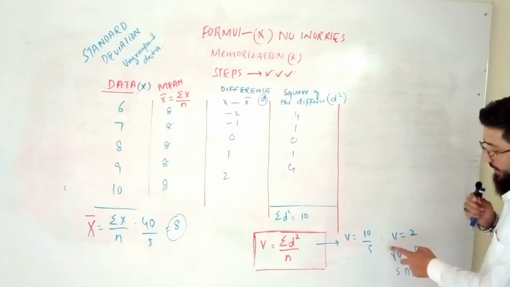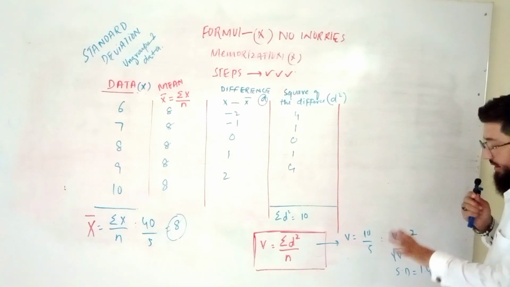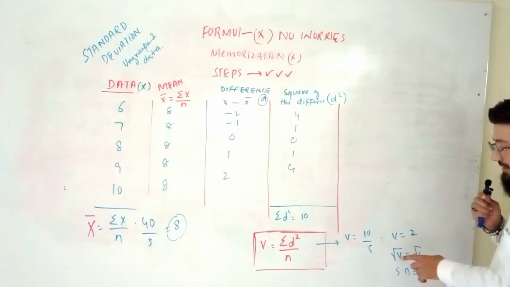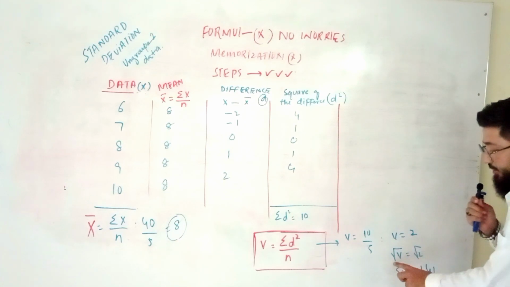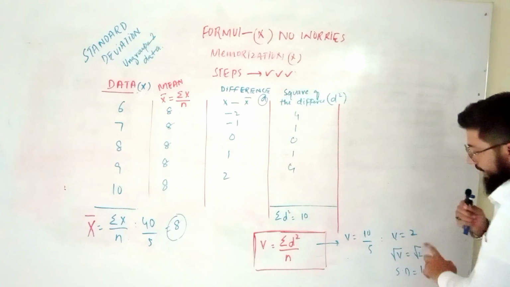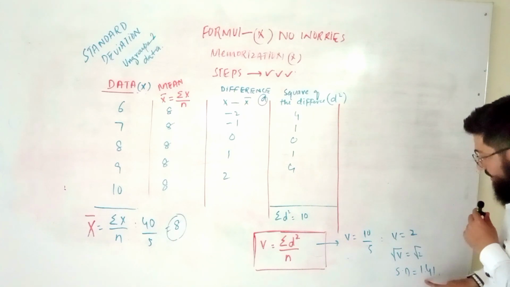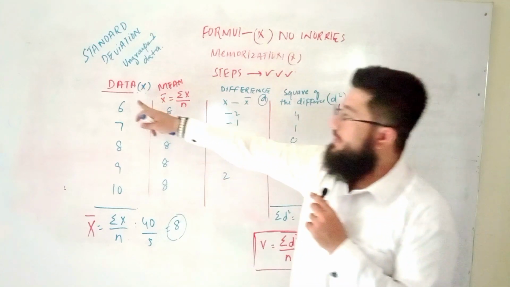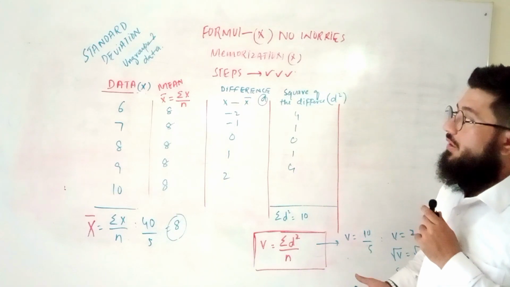Now do one thing. When you take the square root of the variance, this is called variance, the average, you get this step: under root v, under root 2. Under root v is the SD, standard deviation, and under root of 2 is 1.41. That is simple. The standard deviation is 1.41 of this particular data given to you.